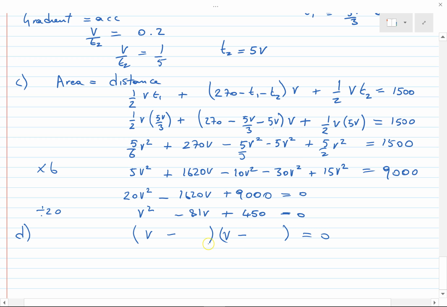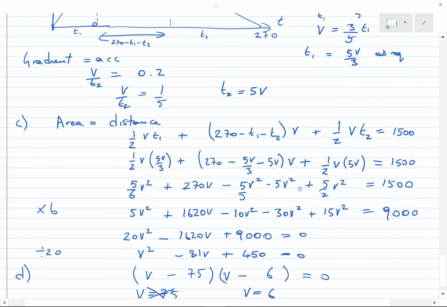And if you start with 150 and 3, and then 70, it doesn't take too long: 75 and 6. So we've got v equals 75 or v equals 6. Now it says justify your answer. V equals 75, it was okay to say it's just unrealistic. We're talking about a runner here. That is just far too fast.